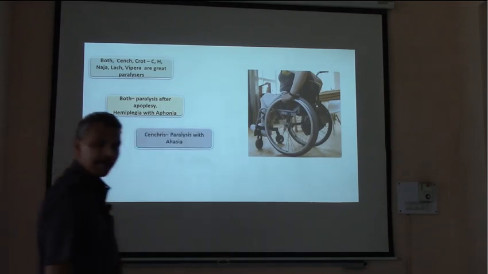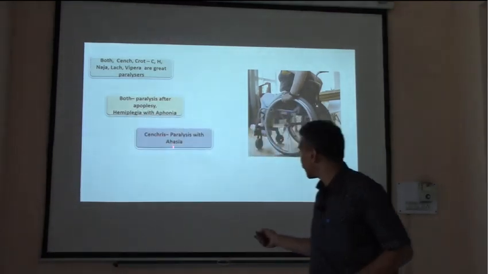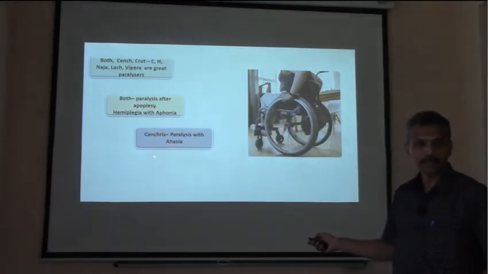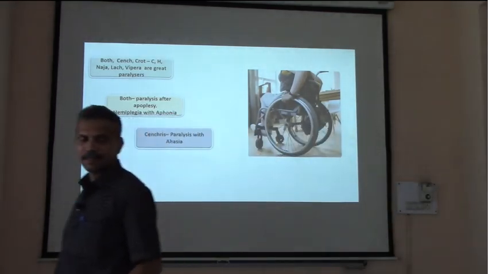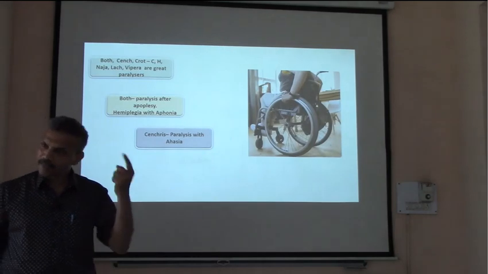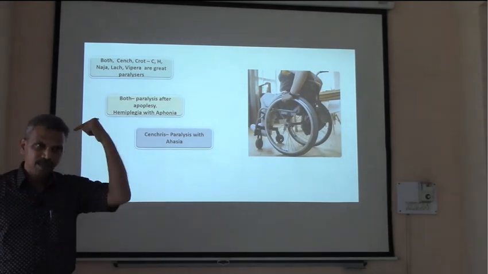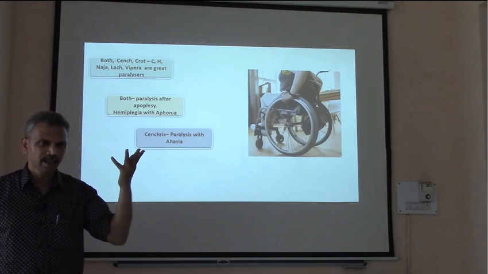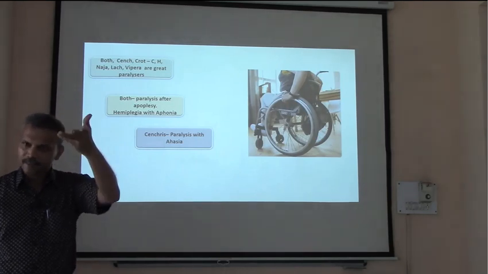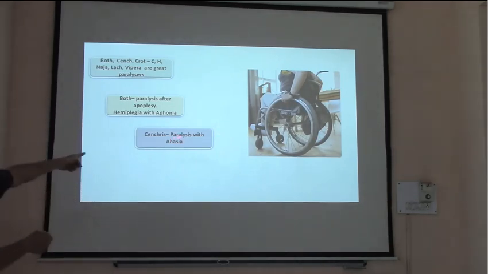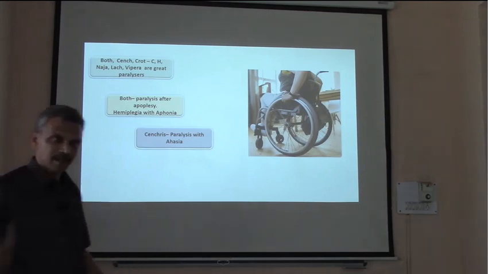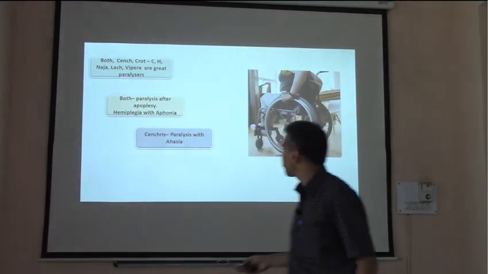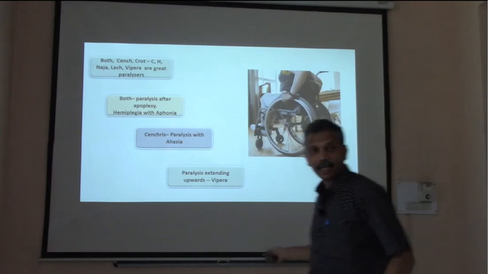Cenchris, paralysis with aphasia. P is missing there, spelling mistake. Paralysis with aphasia. What is aphasia? They will have difficulty in speech because of head injury or because of brain damage. So Cenchris, paralysis with aphasia. There are only three remedies mentioned in your repertory, one remedy is Cenchris. Paralysis extending upwards.